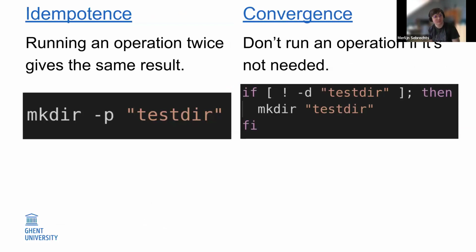So a simple example, idempotence means running the command mkdir -p, for example. If this directory already exists, mkdir -p will simply not do anything. While with convergence, it means basically executing a check if the directory already exists, and only if it doesn't exist, then you create the directory.